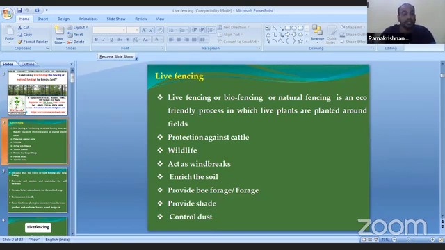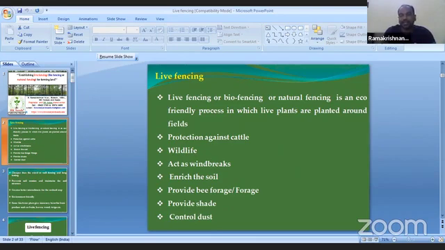Live fencing. What is this? Live fencing or biofencing or natural fencing is eco-friendly. Live plants are planted around the farming land. This is called live fencing. Farming land, agriculture land, or any other lands we use for our boundary. So we make plantations around it for fencing, that is called live fencing. So what are the uses of fencing or live fencing?